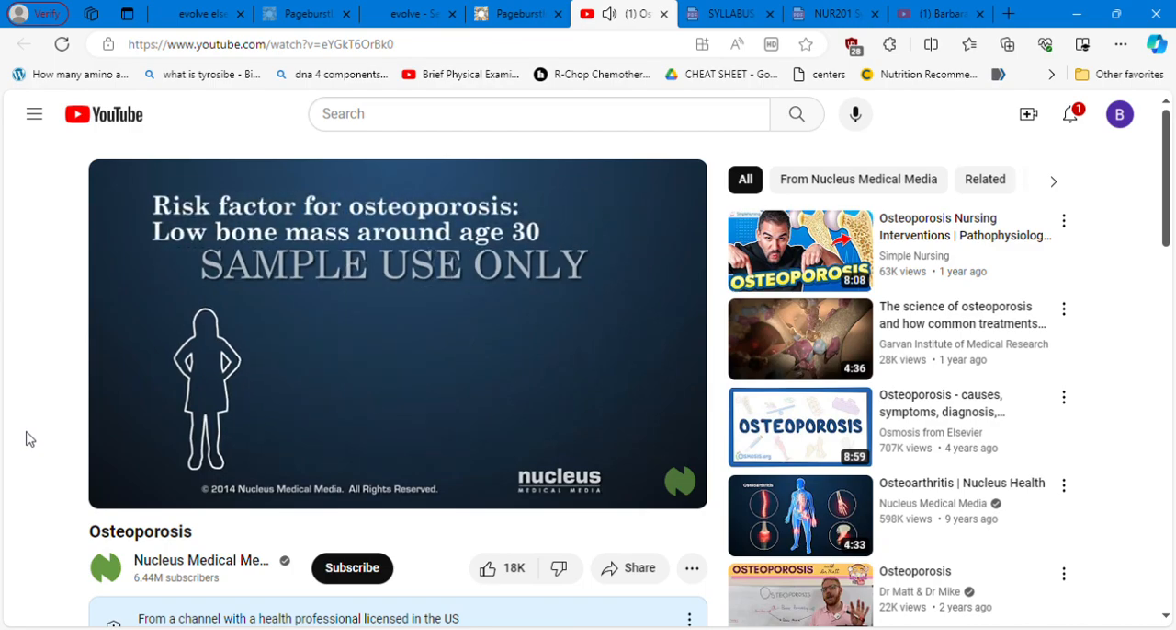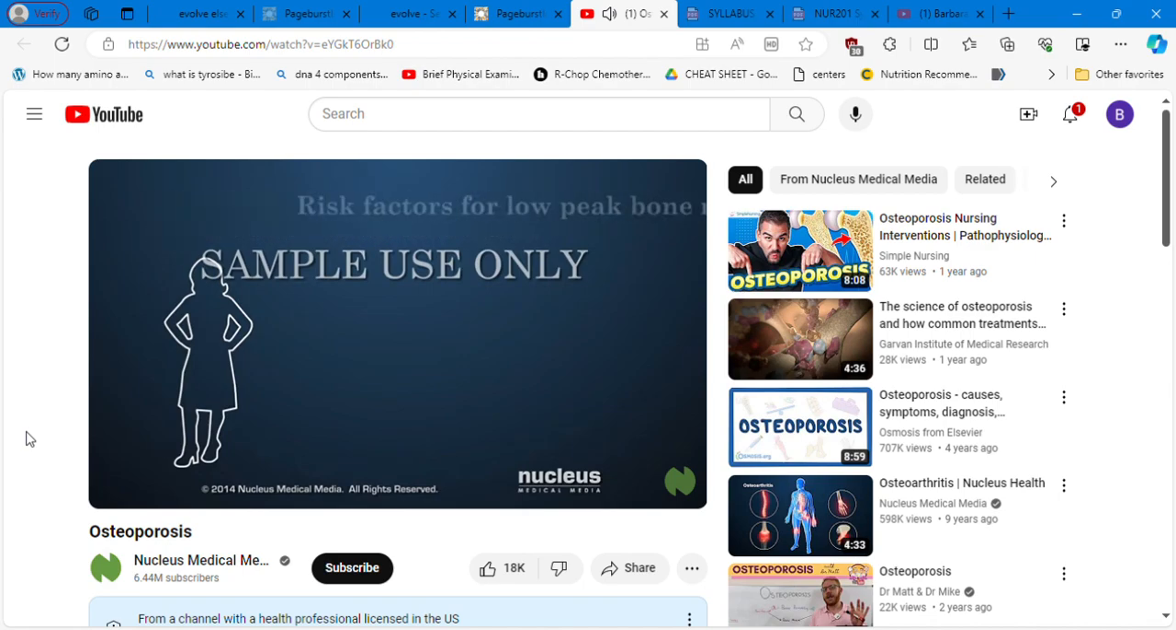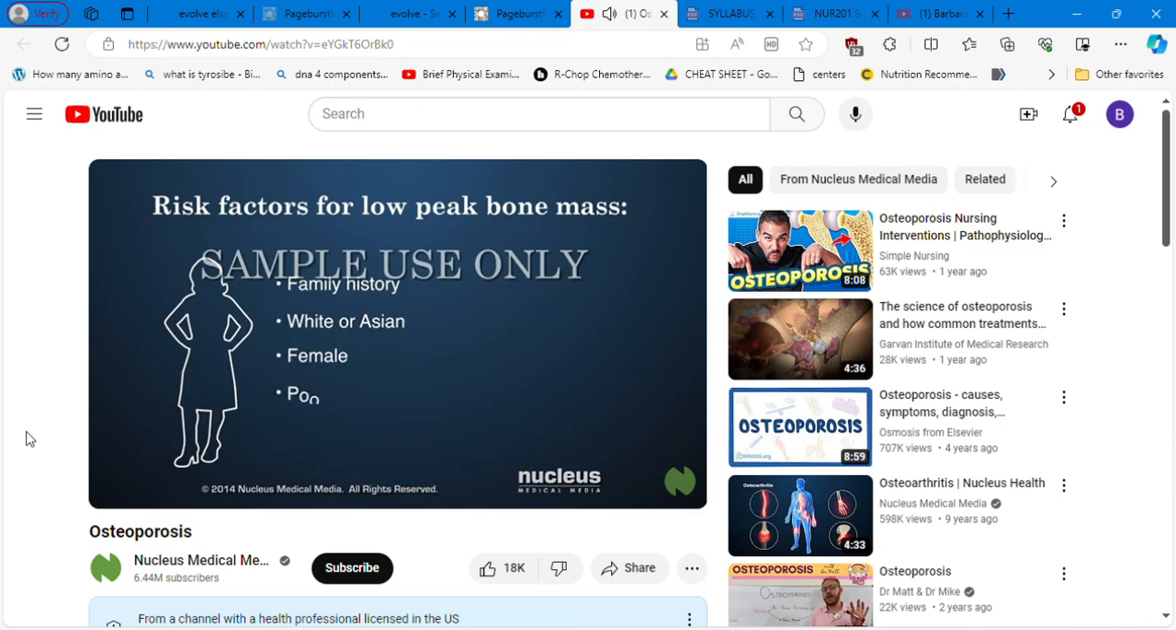A person has a greater risk for either type of osteoporosis if they don't develop enough bone mass when they're growing from childhood to adulthood. Risk factors that can lead to low peak bone mass include a family history of osteoporosis, being white or Asian, being female, a poor diet, certain medications such as steroids or certain seizure medicines, lack of physical activity and weight-bearing exercise, and lifestyle behaviors such as smoking and drinking too much alcohol.